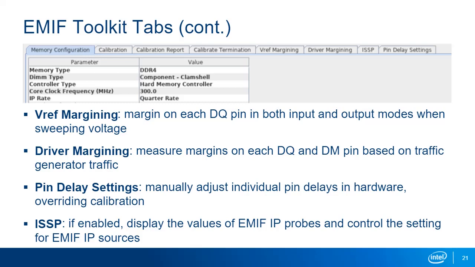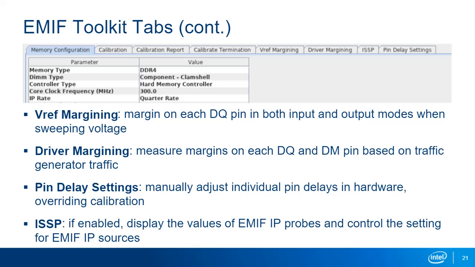The Pin Delay Settings tab lets you view the I/O delay values selected by calibration and manually adjust those delays in hardware. You can adjust both the input and output delays for bidirectional I/O. The delay settings take effect immediately, so if the settings don't match the last calibration, the tool provides an out-of-date warning. A restore option is available to return pin delays to their original calibration selected setting.